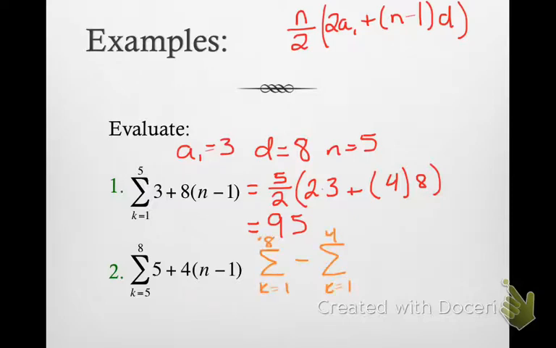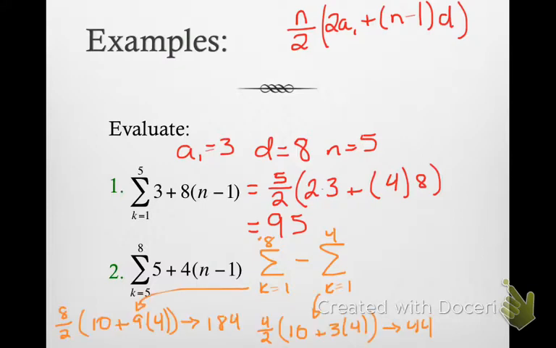We're going to subtract the sum of the first 4 terms from the sum of the first 8 terms, so that we're left with only 5 through 8. So when I break those 2 pieces down, I get 184 for the first 8 terms, and I get a sum of 44 for the first 4 terms. Subtracting those, and we get 140 altogether.